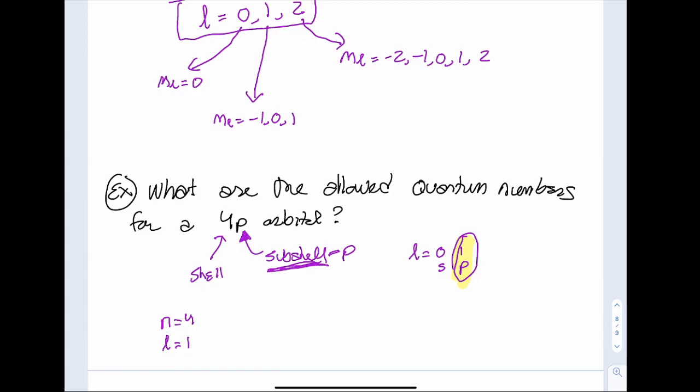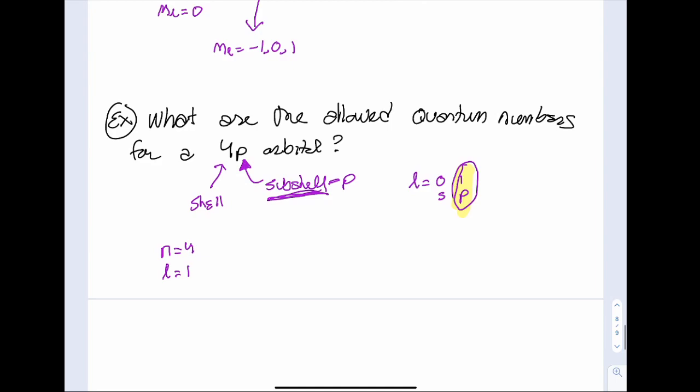If I didn't put the p there, then it would be 0, 1, 2, and 3 because I'm not being specific, but I am being specific in this problem, so be careful. And then my value for M sub L, since I only have one value for L, I'm only going to have one set of values for M sub L, and that's going to be -1, 0, and 1. So this would be my answer for this problem.